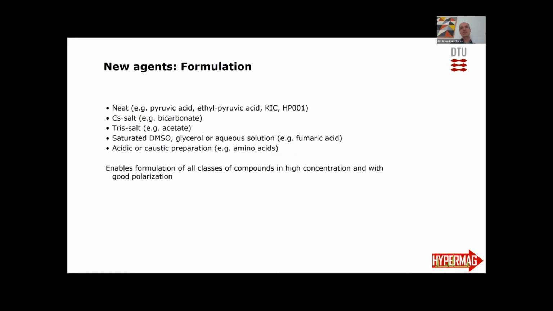And with DNP, there are many different ways of formulating the samples. Some are very straightforward, like pyruvate, pyruvic acid, ethyl pyruvic acid, ketoisopropylic acid. Some of the exogenous agents that we have synthesized form good glasses as neat agents. Others are salts and have to be formulated in a way that they have high solubility. We minimize the amount of co-solvent. It could be cesium salts, tris salts, large counter ions that increase the solubility.